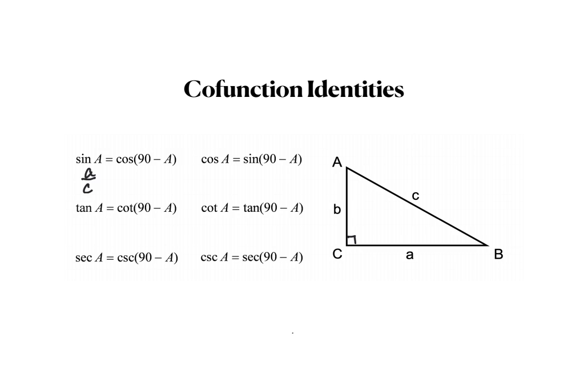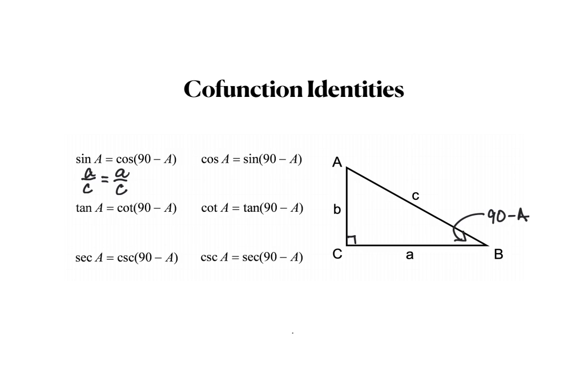Remember that the acute angles of a right triangle are complementary. So the measure of angle B would be 90 minus A. So cosine of 90 minus A is adjacent over hypotenuse. This is the adjacent side to this angle, A over C. And you can see that sine of A is definitely equal to cosine of 90 minus A.